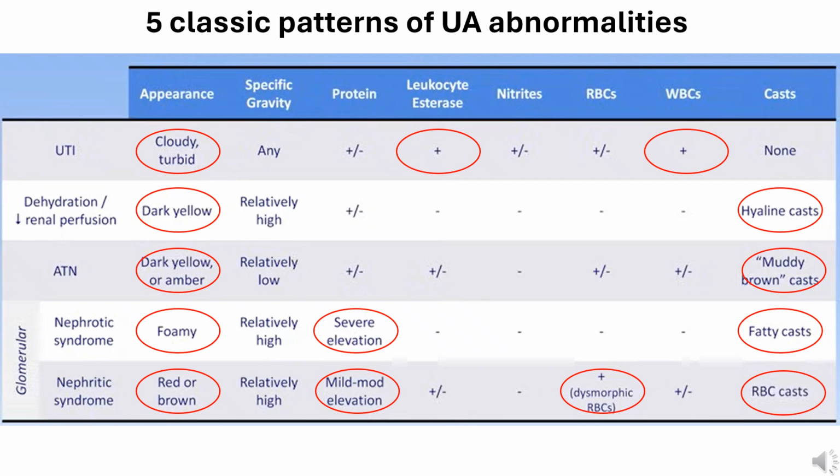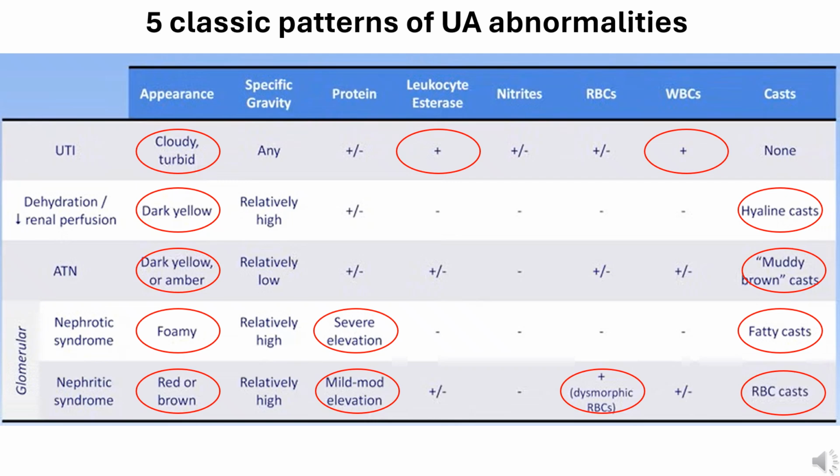Dehydration, or more generally decreased renal perfusion. The urine will be concentrated, so it will appear dark yellow and have a relatively high specific gravity. Protein may be positive on dipstick on account of the low urine output and secondary increased concentration. Leukocyte esterase, nitrites, RBCs and WBCs are all negative, and hyaline casts are common.